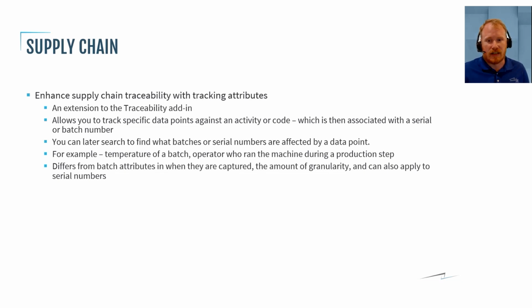And the idea here is that the attributes are things that you want to track for future reference. So in case a customer calls up with a warranty problem or a recall needs to be established, you can search to find what batches or serial numbers were affected.